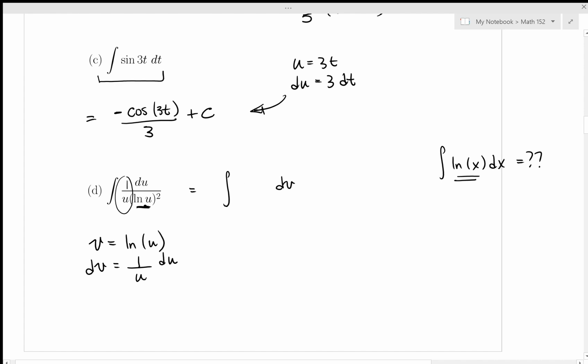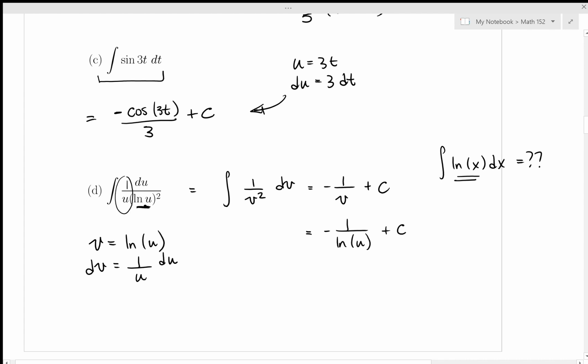And 1 over log u squared is 1 over v squared. Okay, so now I have something that's much easier. This is v to the minus 2, so I can easily integrate that, and I get minus 1 over v plus c. And then I back substitute, and that is minus 1 over log u plus c.